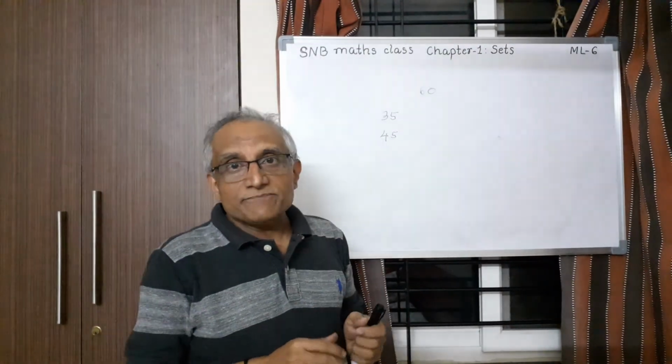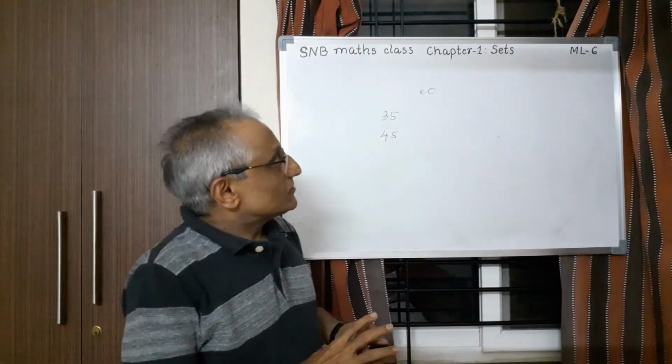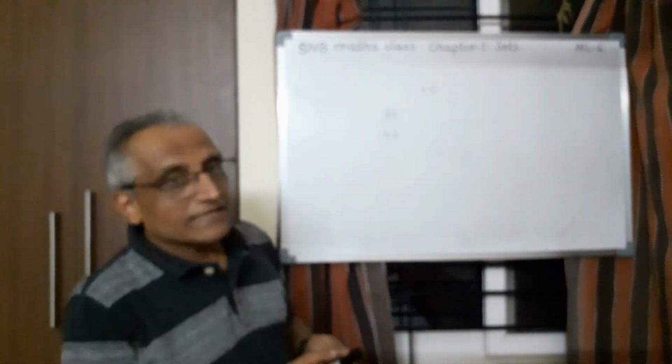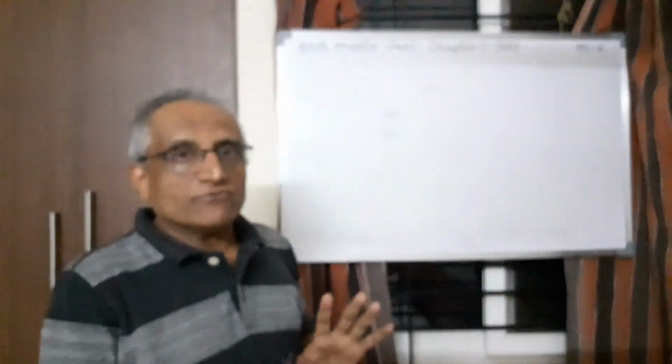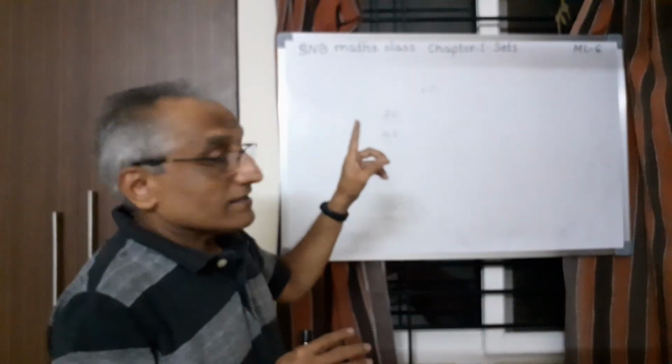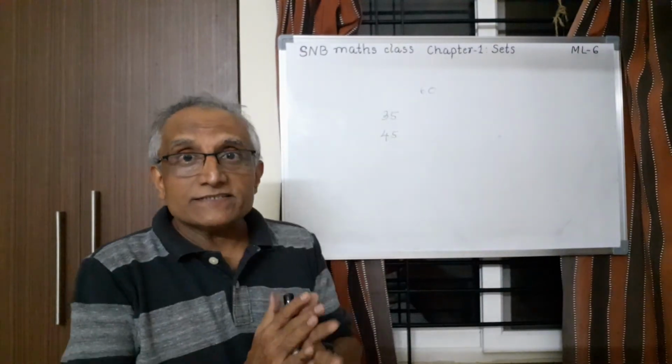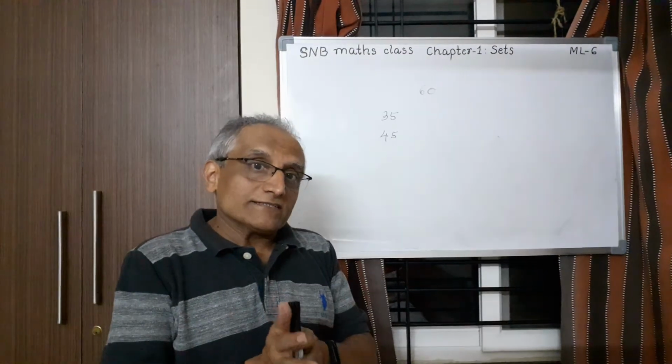So let us do it in the next class. As I told you already, in the next class, ML7, we will work out some questions. We will derive the formula. With that, our main lesson completes. Then we will start the supplementary lesson.